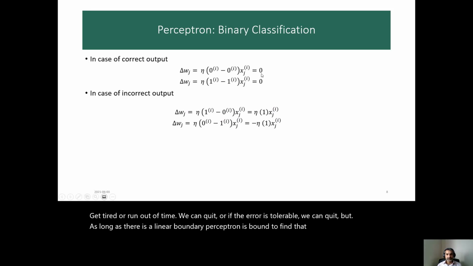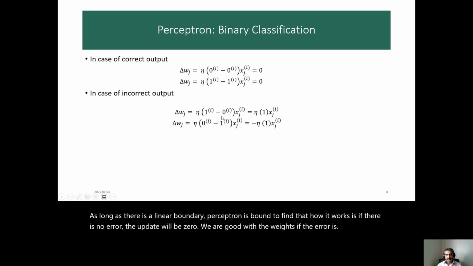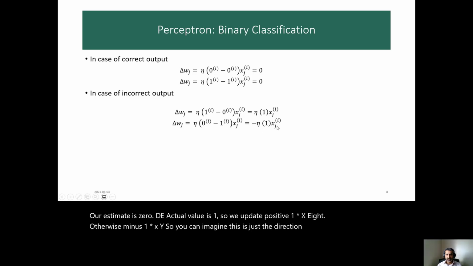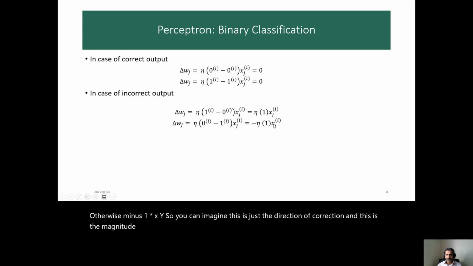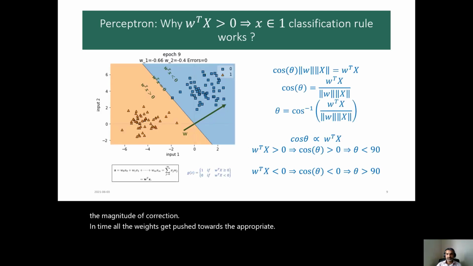How it works is if there is no error, the update will be 0. We are good with the weights. If the error is negative, so our estimate is 0 and the actual value is 1, we update by positive 1 multiplied by xj. Otherwise, minus 1 multiplied by xj. So you can imagine this is just the direction of correction, and this is the magnitude of correction. In time, all the weights get pushed towards the appropriate class boundary, and we do this one point at a time.